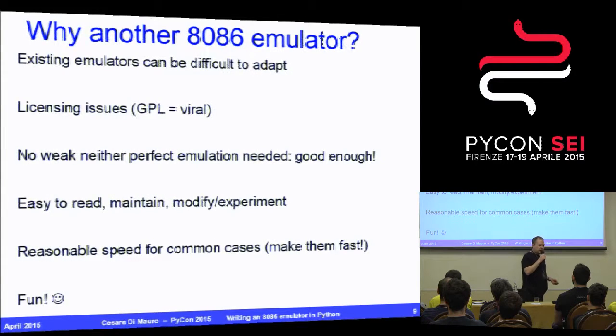So writing another one means that it's very easy to read, maintain, and modify, and make some experiments with it. We can also have acceptable speed because you can decide to make the common cases fast. And also it's fun, of course.